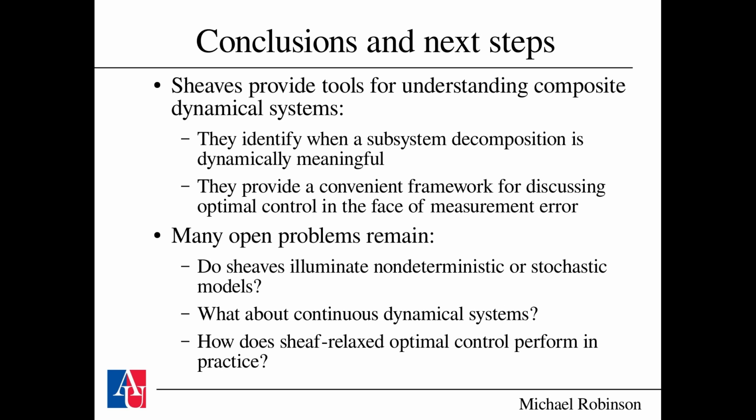Do sheaves illuminate non-deterministic or stochastic models? Well, certainly stochastic and non-deterministic models can be phrased in this context by using more elaborate stalks and restrictions. But there's a lot of questions in how that works. What about continuous dynamical systems? All of these are discrete time dynamical systems. And, you know, it's still very much theoretical at this point. How well does this very simple idea of minimizing consistency radius across this sheaf diagram perform in practice? Does it work really well, or does it need some tuning in order to become practical?